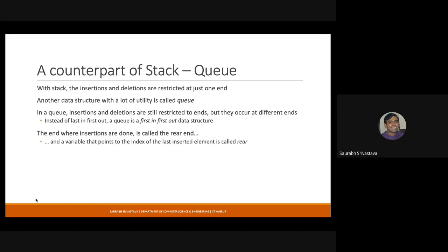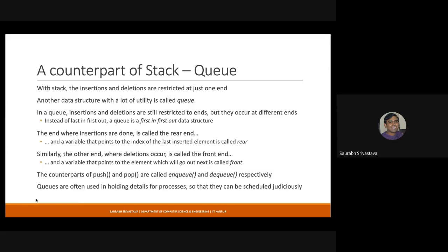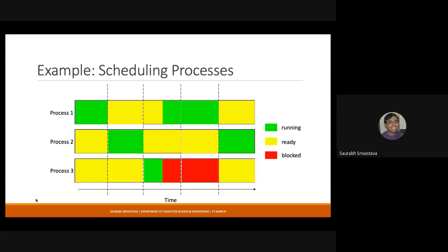So essentially there are two ends. There is a rear end and there is a front end. From the rear end, new values can enter the queue, and from the front end, these values can go out. It is similar to how a queue works in daily life, right? In a typical scenario, people who are new join the queue at the back, and then they leave the queue from the front as they get served, for example. The counterparts of push and pop when we are talking about queue are NQ and DQ respectively.